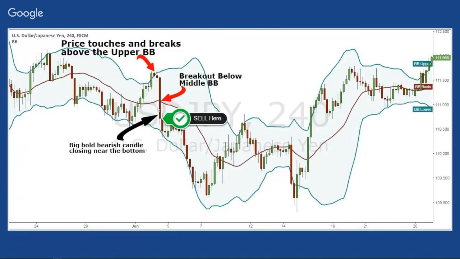So a big candle like this signals bearish momentum. We're looking for bearish momentum entering the market. When you see that, sell at the bottom of the candle. Sell at the close of the candle is what I meant to say. So you only really need to look at these things once you see it touch the upper band. Check at the end of every 4-hour candle for a close down below the middle.